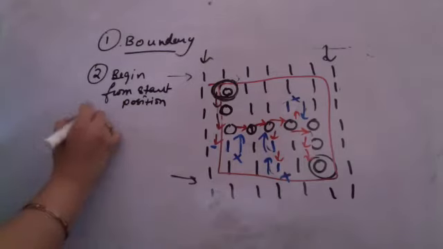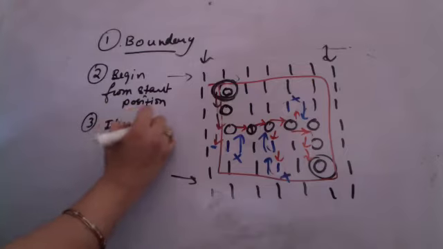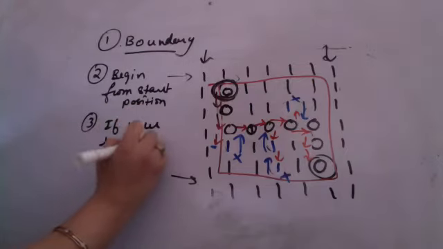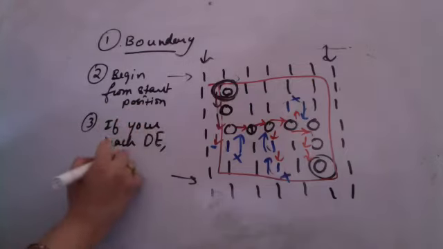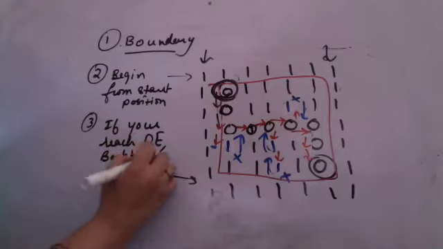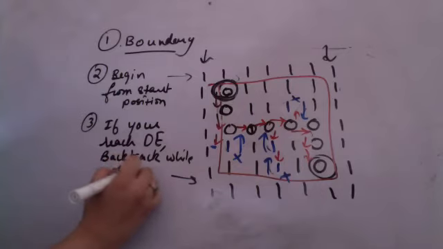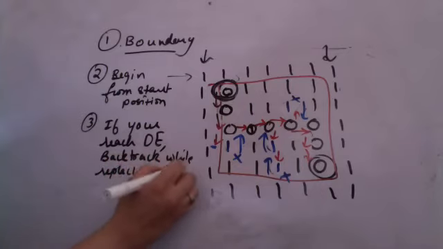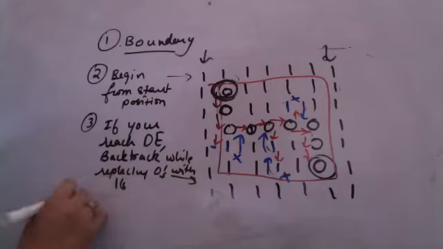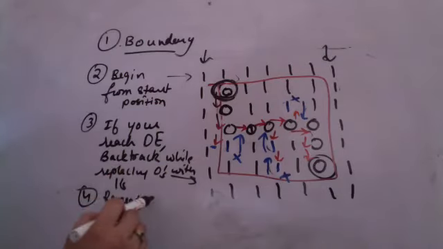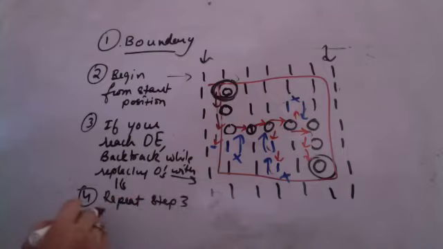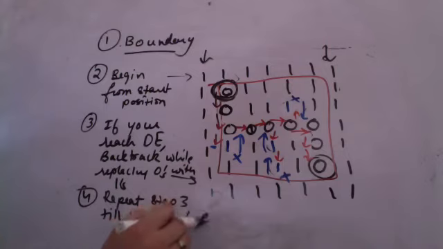So if you reach a dead end, backtrack while replacing zeros with ones. And you have to repeat this process. Repeat step 3 till you reach the end. Whatever the end cell is, you have to reach that particular cell.